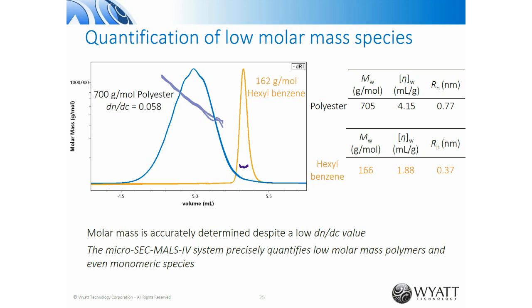precision of the instruments. On the right, you can see the table of the parameters, and you see that the molar masses also correlate very well with the given molar masses of the two species. So the microdetection system is able to precisely and accurately quantify even samples with very low molar masses, such as these.